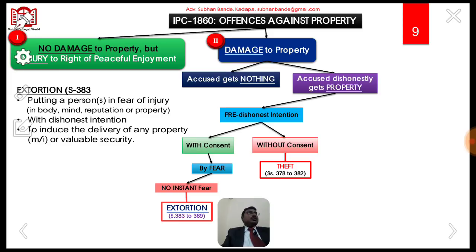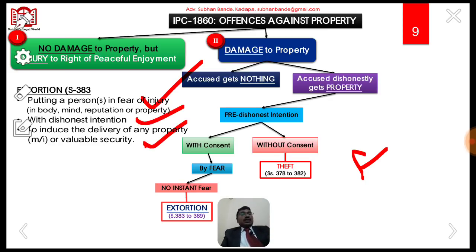Mr. V threatens to publish a defamatory libel concerning Mr. A unless Mr. A gives him some money. He, that is Mr. V, induces Mr. A to give him money, threatening to publish a defamatory libel concerning Mr. A in order to get some money with dishonest intention. Here Mr. V is putting Mr. A in the fear of injury to the reputation of Mr. A. Hence it fulfills the first ingredient. He has dishonest intention. With the dishonest intention, he induced Mr. A to deliver certain money. Here any property or valuable security includes money. Let us see the next illustration.